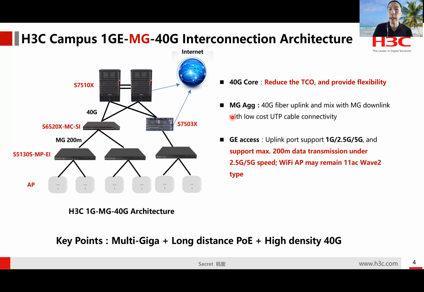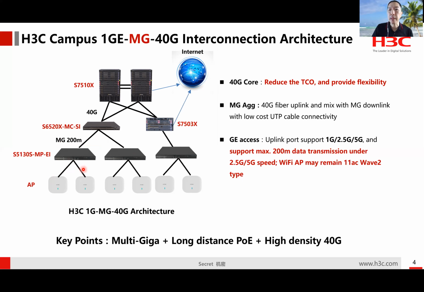In terms of the distribution layer, we have another way to reduce the cost, because right now in some of the switches in the distribution layer, we can support a 40 gig fiber uplink, and for the downlink we can use normal UTP supporting multi-gigabit access, and it can go up to a 200-meter distance. So this can replace the costly fiber and transceiver for the connectivity, with easier maintenance. This is what we are offering right now. And of course, in the access switch, we still provide gigabit access in this kind of architecture.